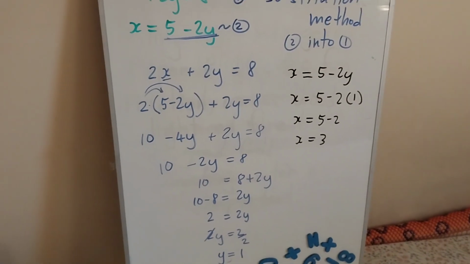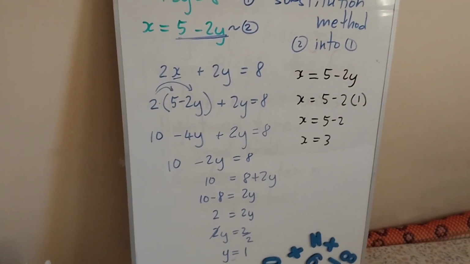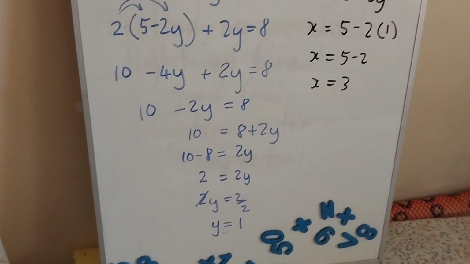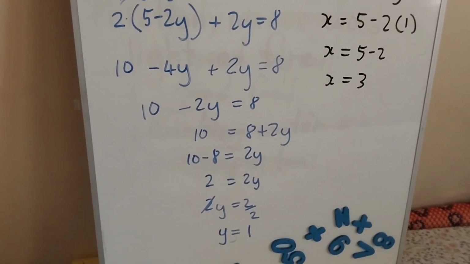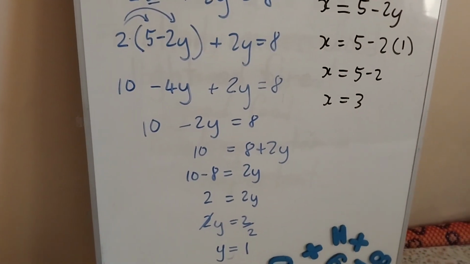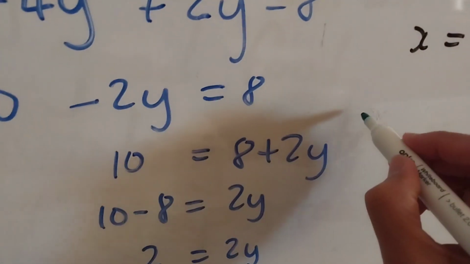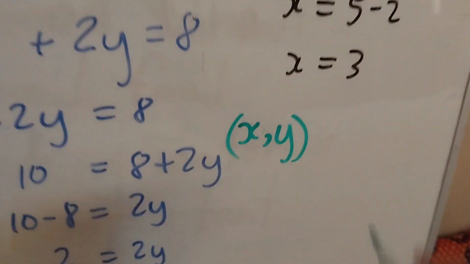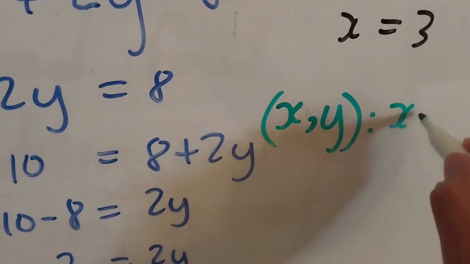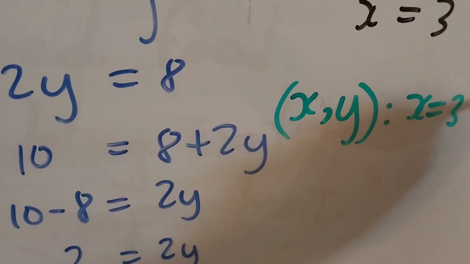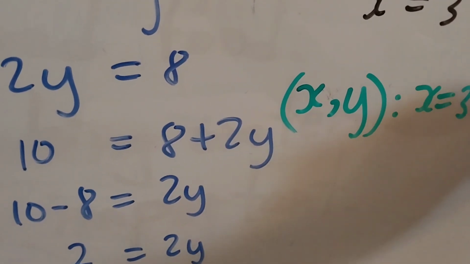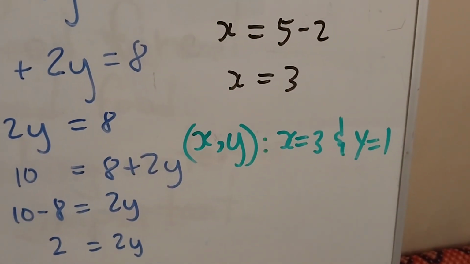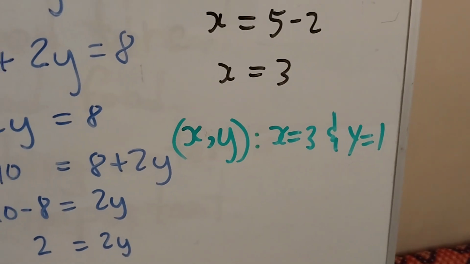Now, if this was an exam question, you just leave your working there, because the examiner will be able to see that you have found the value of x and y. But if you want to make your work more presentable, then what you do is you write down (x, y) such that x equals 3 and y is equal to 1. So that's making your answer more presentable. (x, y) such that x equals 3 and y equals 1.